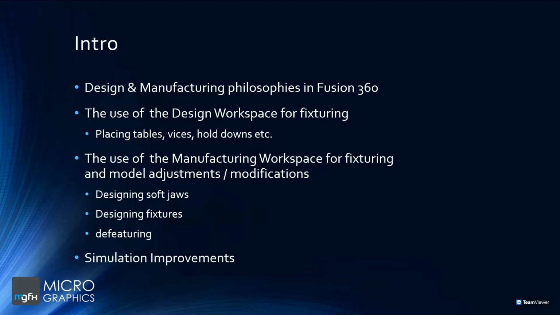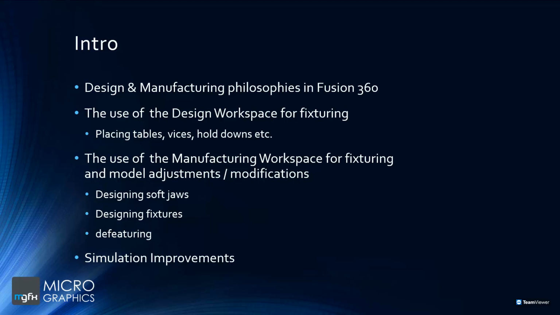So onto our intro. As I mentioned, we're going to be looking at the design and manufacturing philosophies within Fusion 360. And what I mean by that is taking a look into the use of the design workspace for fixturing, how we can bring in models of your CNC table, any vices that you have, or work holding, any hold downs that you have modeled up that you need to bring into your design.